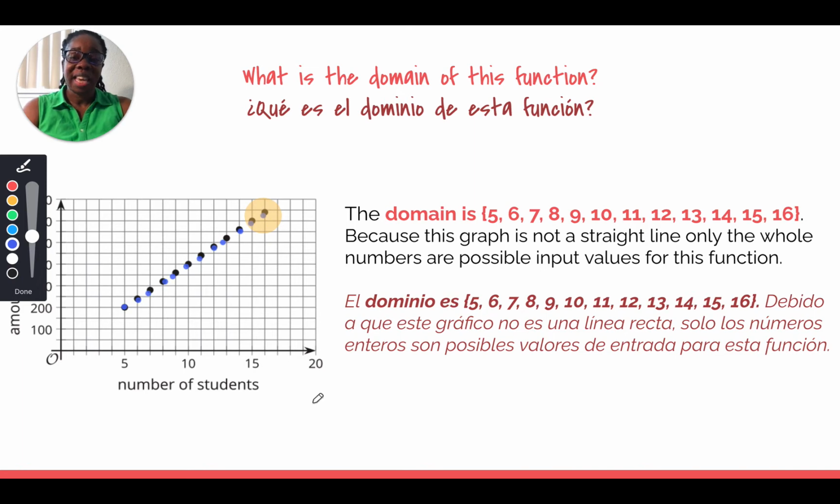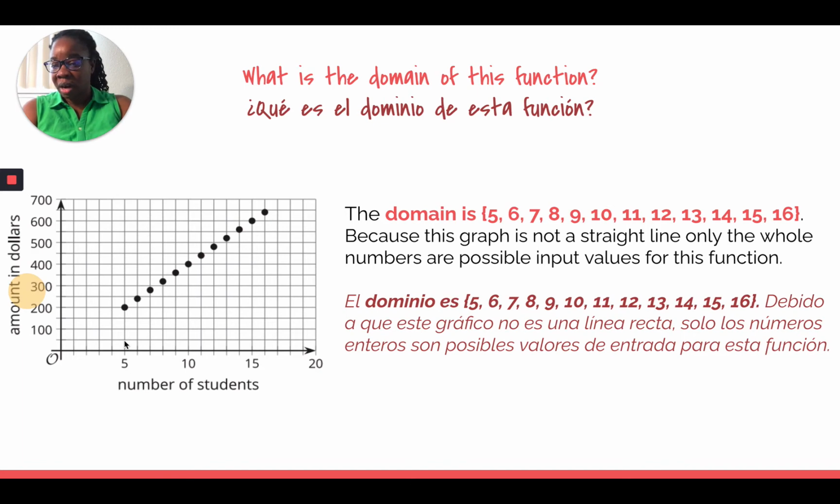Therefore, in this case, because the graph is not a straight line, the domain would only consist of the x values, or all the input values, on this graph. In this case, it would be all the whole numbers at those points from 5 to 16. So it would be 5, 6, 7, 8, 9, 10, all the way up to 16. That would be the domain of this function. Remember, it's only the whole numbers because this is not a straight line.